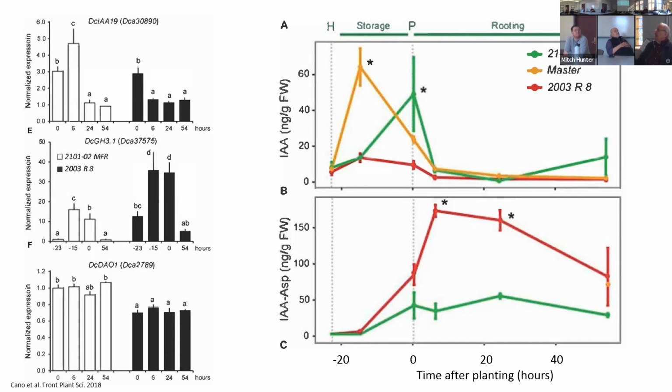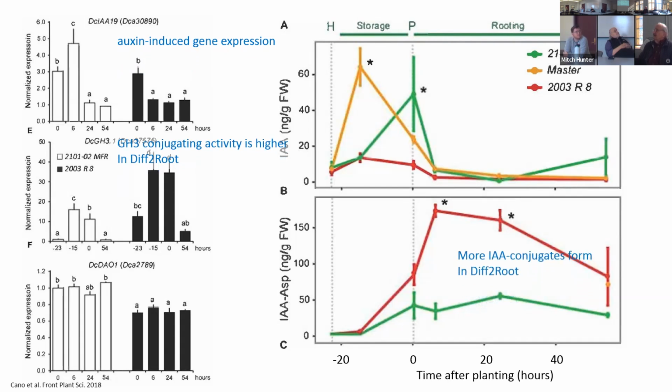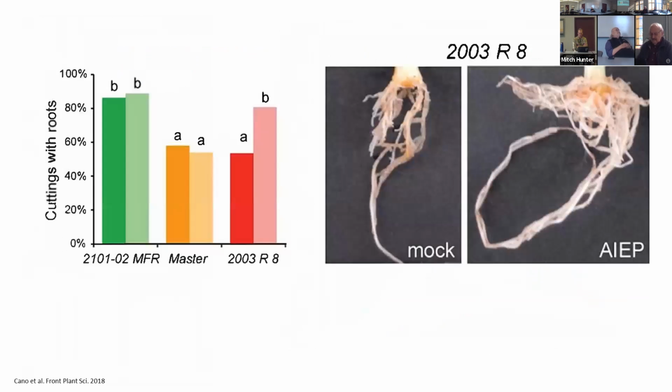And the IAA levels are lower. This just shows a scale of auxin-induced gene expression in the different lines, and it shows the GH3 conjugating activity. And this is just a basic idea of what happens if you give the inhibitor: with the difficult to root line, you actually get a lot more roots.